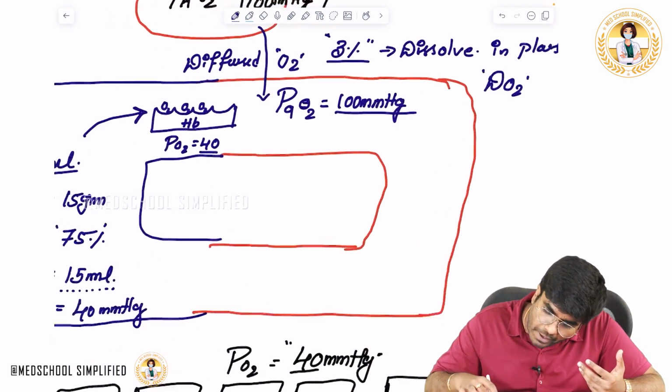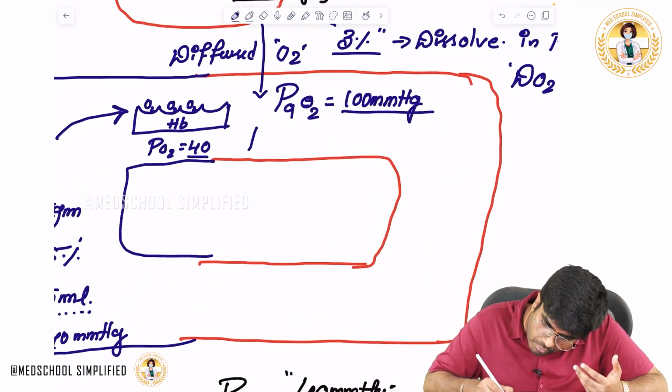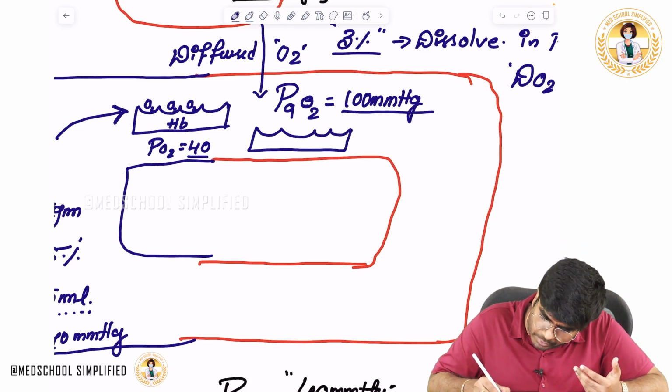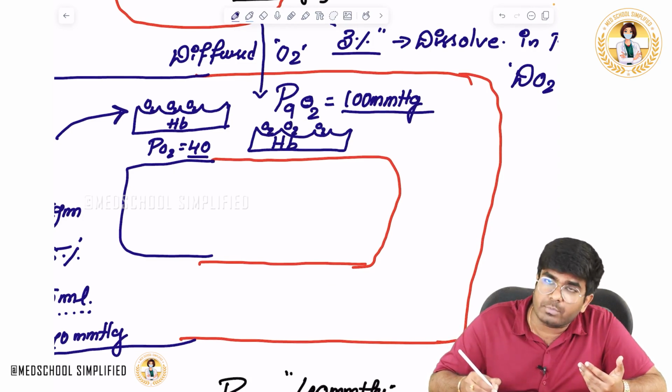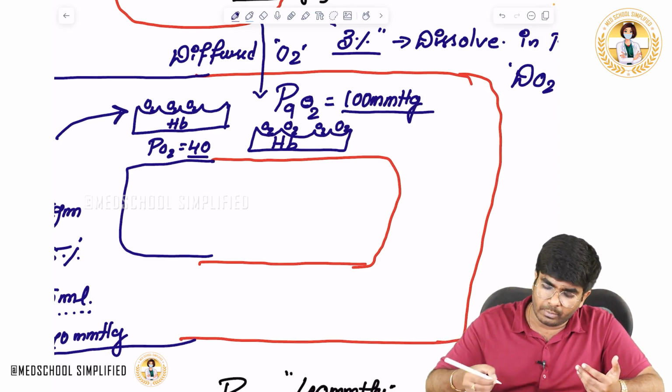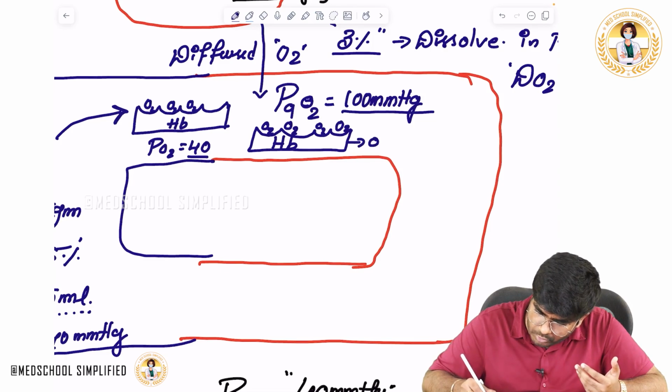Now whenever more partial pressure is there, only now this hemoglobin, what happened to this hemoglobin? When the partial pressure is more, it is going to accept this fourth oxygen molecule. Now hemoglobin is becoming oxyhemoglobin. Hemoglobin is accepting the oxygen molecules.